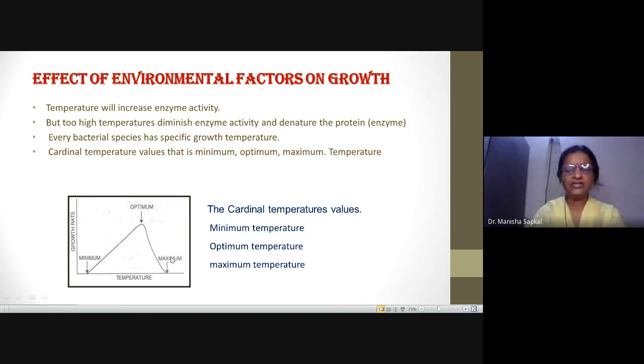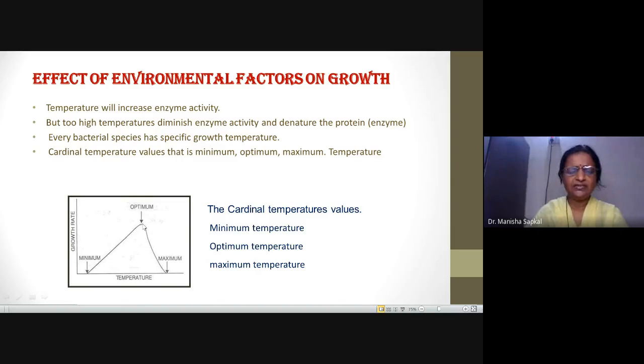Suppose this is the graph. Here, from 0 we are increasing the temperature and measuring the growth rate. At 0 or at low temperature, there is low or minimum growth. As the temperature rises from 10, 20, 30, like that, every 10 degree rise in temperature increases or doubles the growth rate up to a certain limit. Suppose this is a temperature. You may observe that here we will get the highest growth rate.